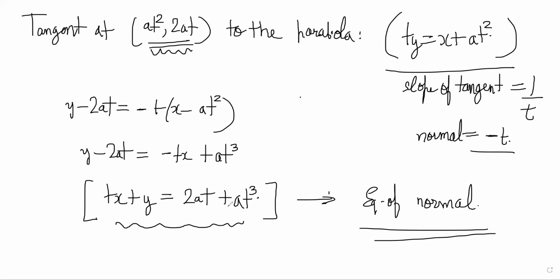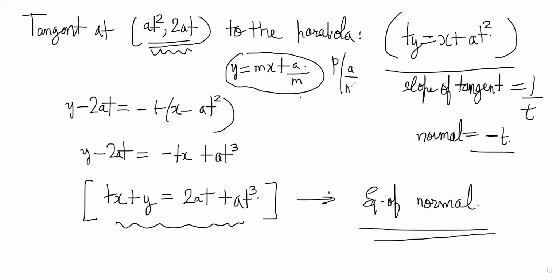Okay. Then we also have an equation of tangent in slope form, right? y is equal to mx plus a by m, right? So what you need to know is that this line intersects the parabola at a particular point. The point is (a by m squared, 2a by m).